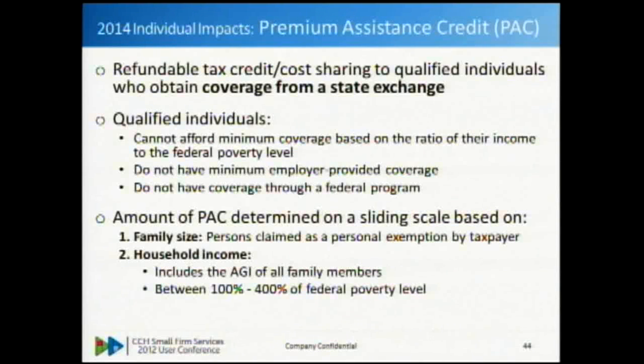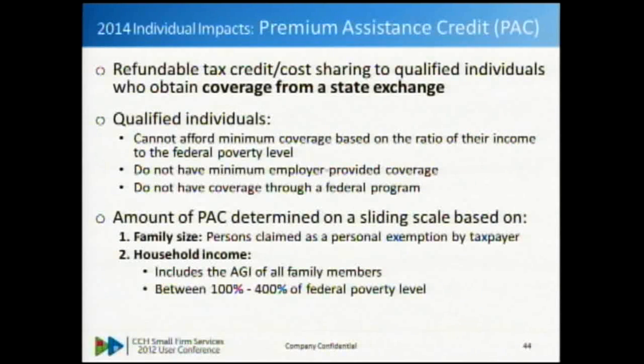If they have employer provided coverage, or get it through an existing plan or an existing government program, they do not get the premium assistance credit. The state exchange will determine who qualifies for the premium assistance credit and how much they qualify for. It's in place exactly to keep people from having to spend more than a certain percentage of their income on health care. That was one of the concerns with health care, the cost to people.